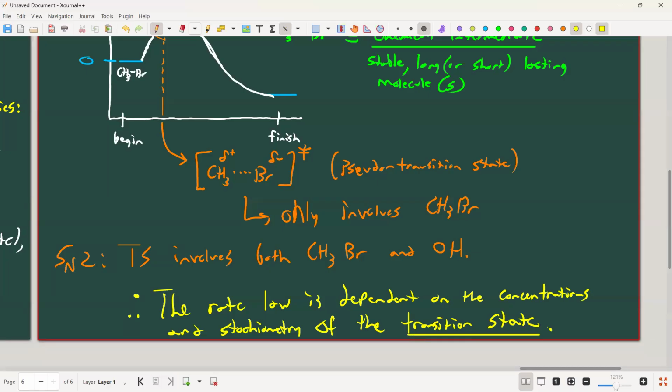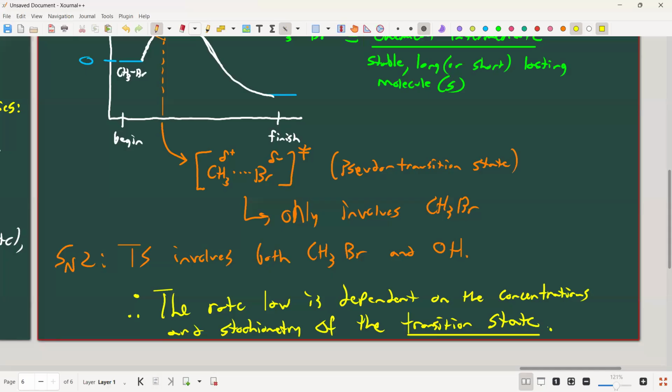Right? That maximum point in energy you have to cross, whatever is involved at that point, maximum energy determines your kinetics. It's the hardest point to get over. So obviously, whatever makes it easier to get over influences your kinetics the most. And so whatever structure you have at that transition state determines your kinetics. So in SN2, both of them are involved, so you have dependence on both of them.